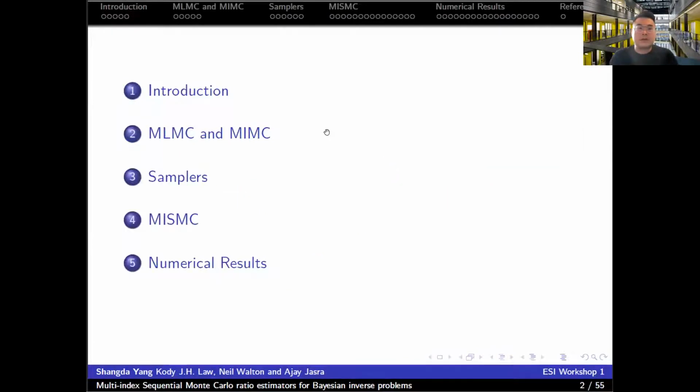So before I start, I'd like to briefly show you the structure of my presentation today. First, I'd like to show you some notations and also discuss what kind of context we are working with, and then move to the multi-level Monte Carlo and also the multi-index Monte Carlo, and then go to the samplers part, where I will introduce two kinds of sampler, the Markov chain Monte Carlo and also the sequential Monte Carlo. I know you are all professional in these sections, but I'd like to briefly discuss this and then move to the multi-index sequential Monte Carlo part, which is the main result, and then show you some numerical results.